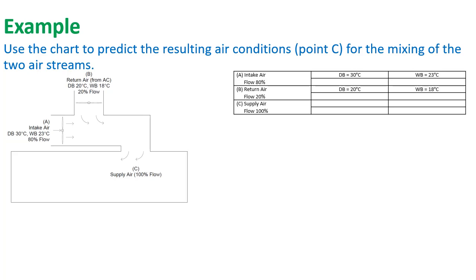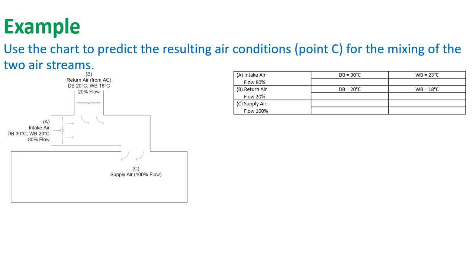Here is a more advanced example. In the picture, you see a very simple diagram of an air handling unit. The conditions of the intake air, point A, and the return air, point B, along with their percentage of the total flow are indicated. Use the chart to predict the supply air conditions, point C, after the mixing of the 2 air streams.